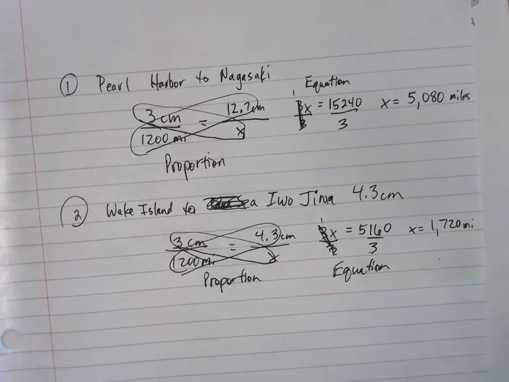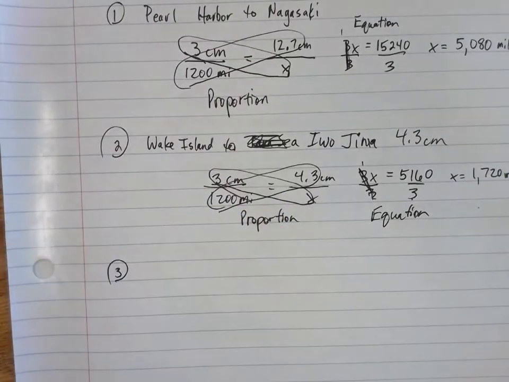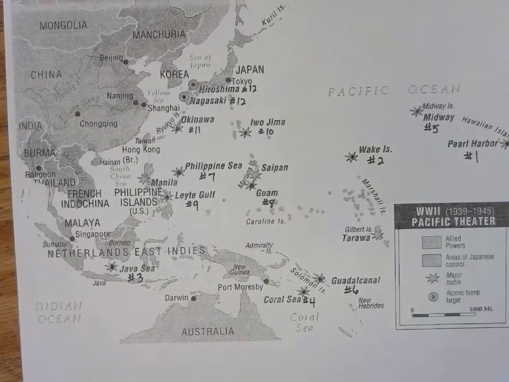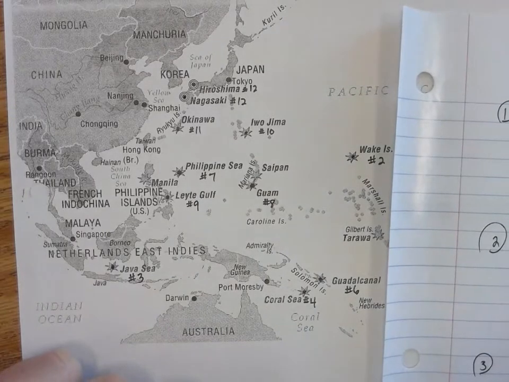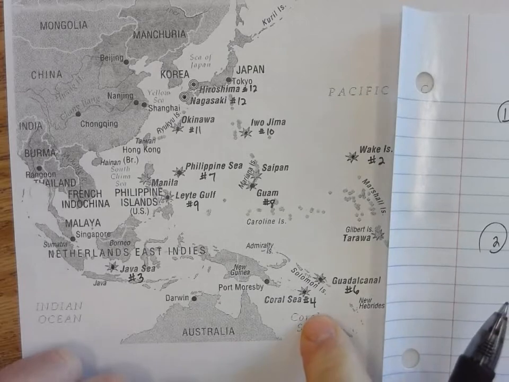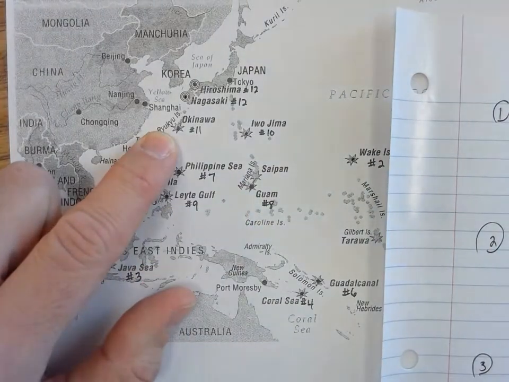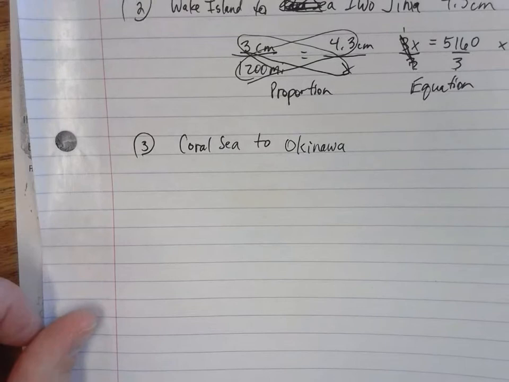All right, let's do one more real quick together. Last one. Let's pick a couple places. Let's go down here to Coral Sea, which is number 4. We're going to go from Coral Sea to Okinawa up there. Coral Sea up to Okinawa.